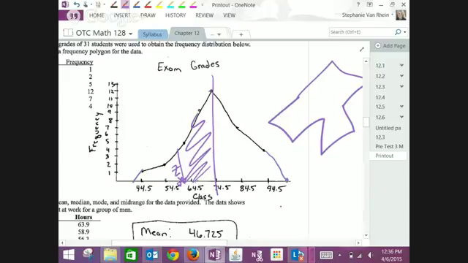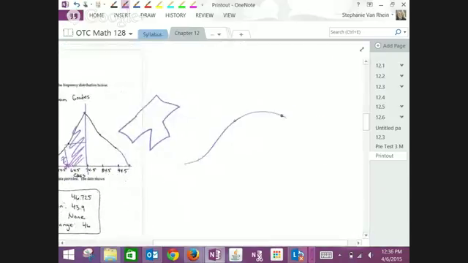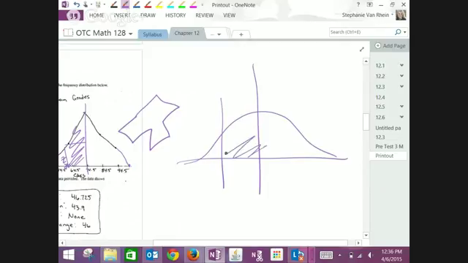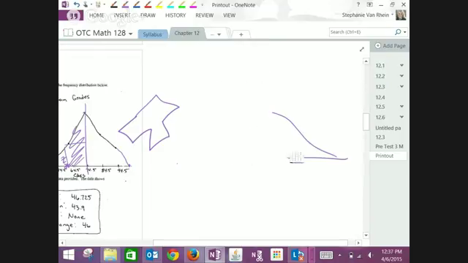With polygons, you can find the area by using geometry, area of a square, area of a rectangle. But in the application, they're more curves instead of line segments. So I can't necessarily find this area by using geometry. I have to use calculus, and we don't have calculus, so we use the z-table. But that's more advanced than we get to in this course.